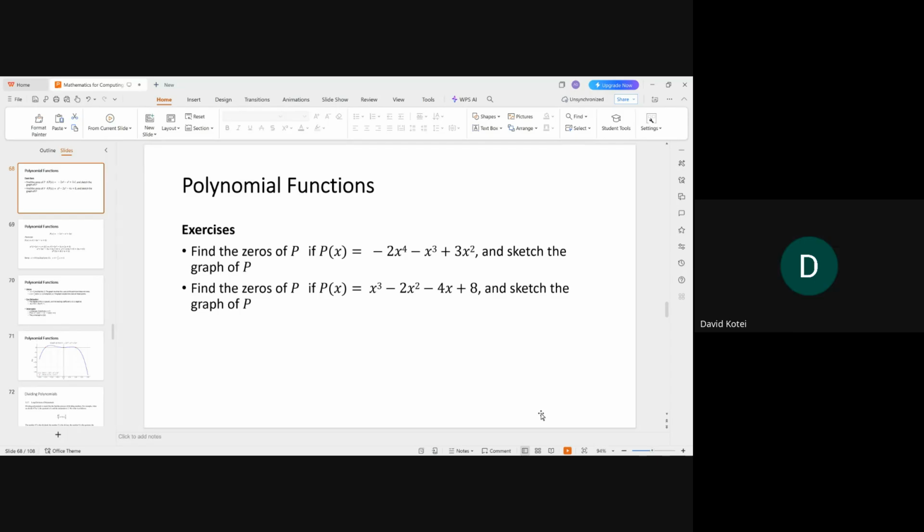Wow. And ask to sketch the example. Hey, this course.